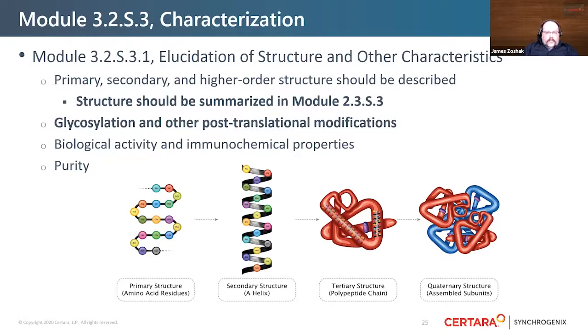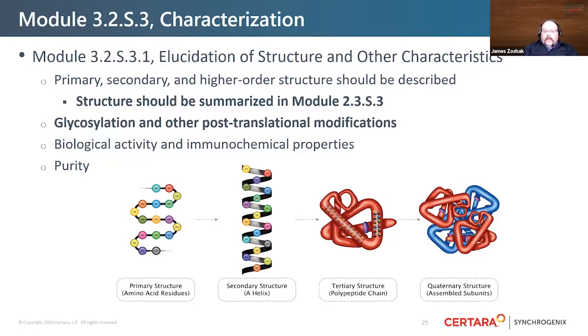And not every protein will have a quaternary structure. Some, like hemoglobin, are a great example because it consists of subunits. If you've got multiple protein subunits that fold together into a single protein molecule, you'll have a quaternary structure as well. And all of this needs to be summarized in your elucidation of structure and other characteristics module. Obviously, this is a significant increase in detail over small molecules.